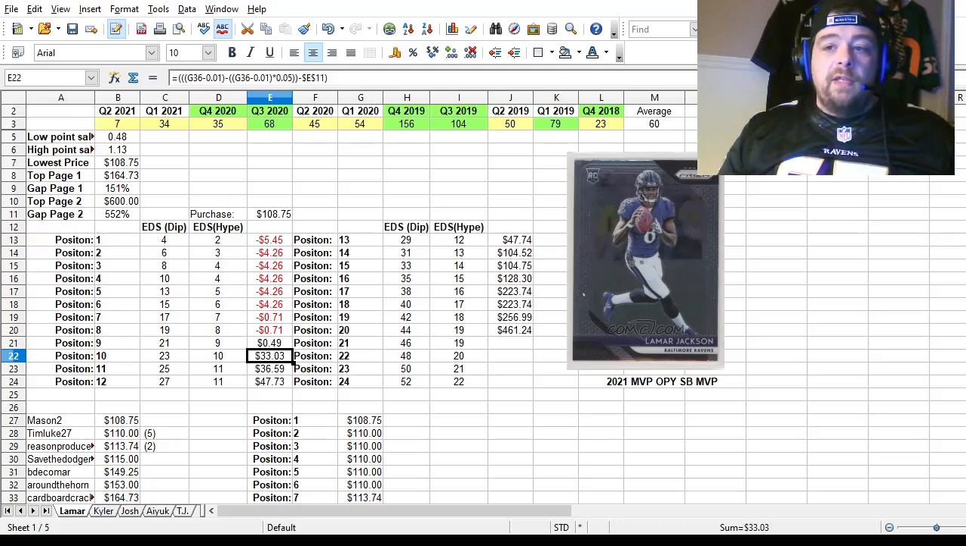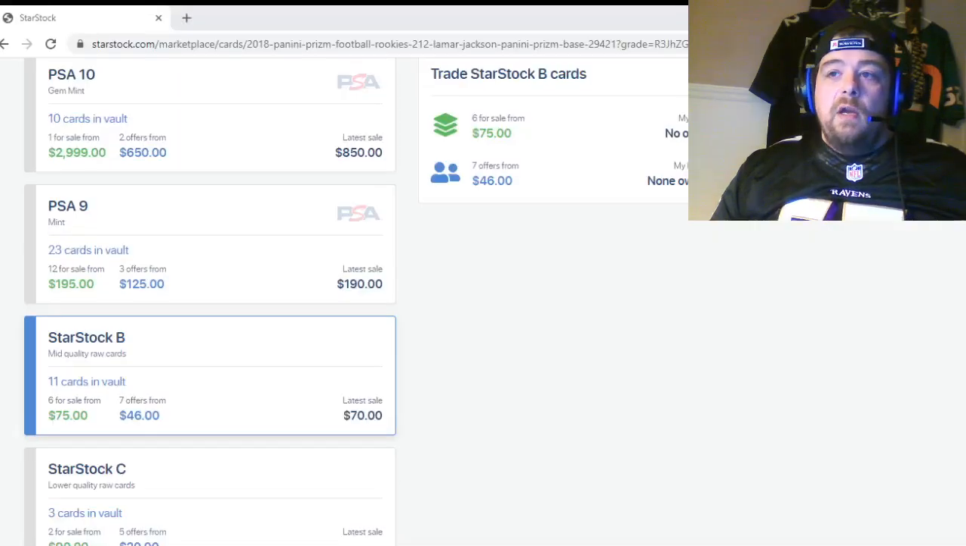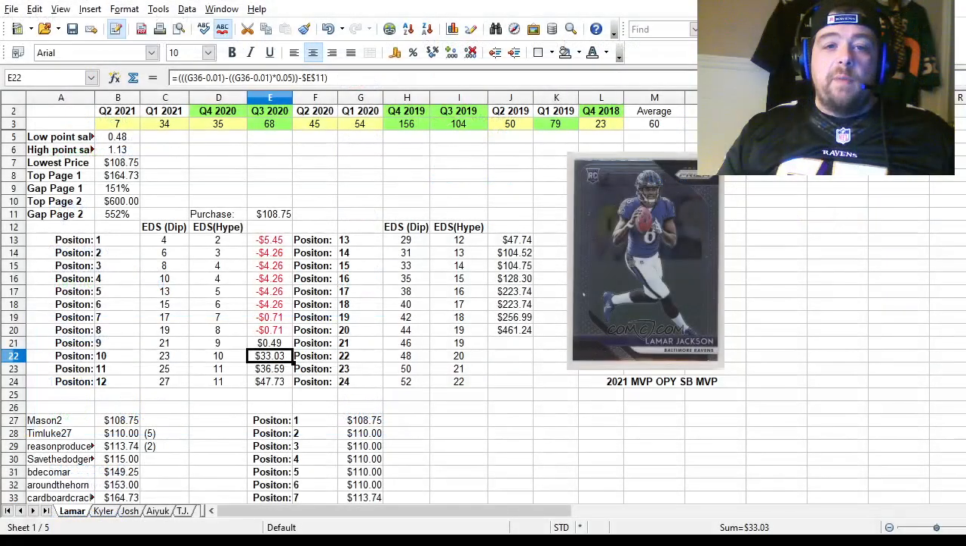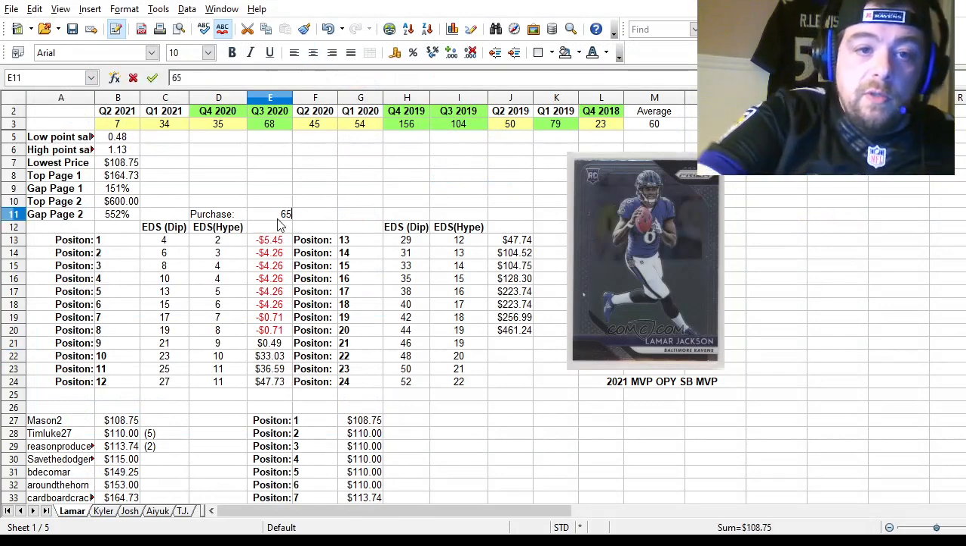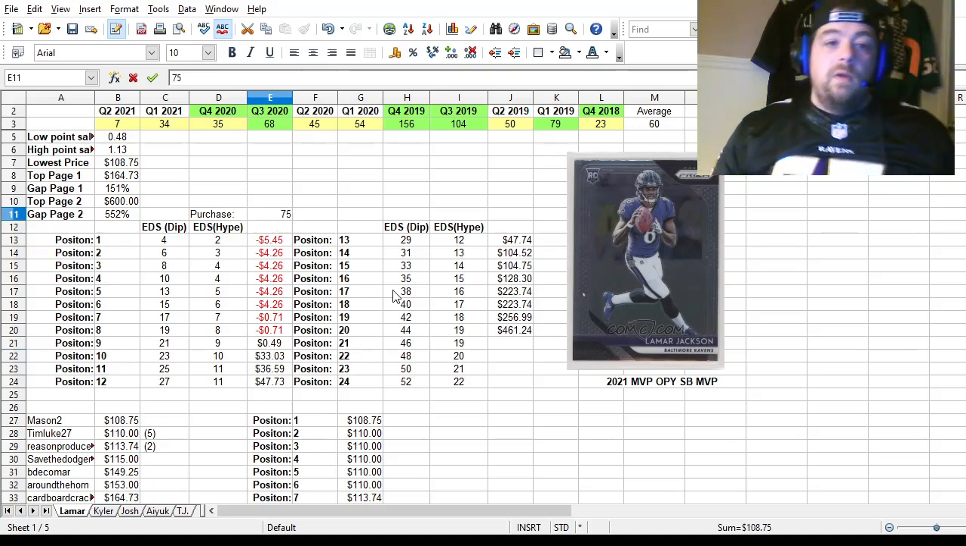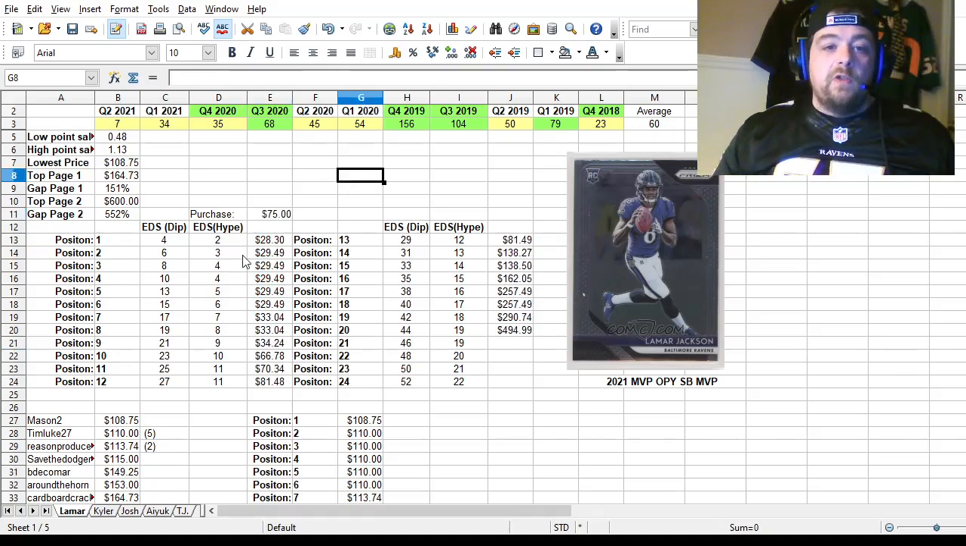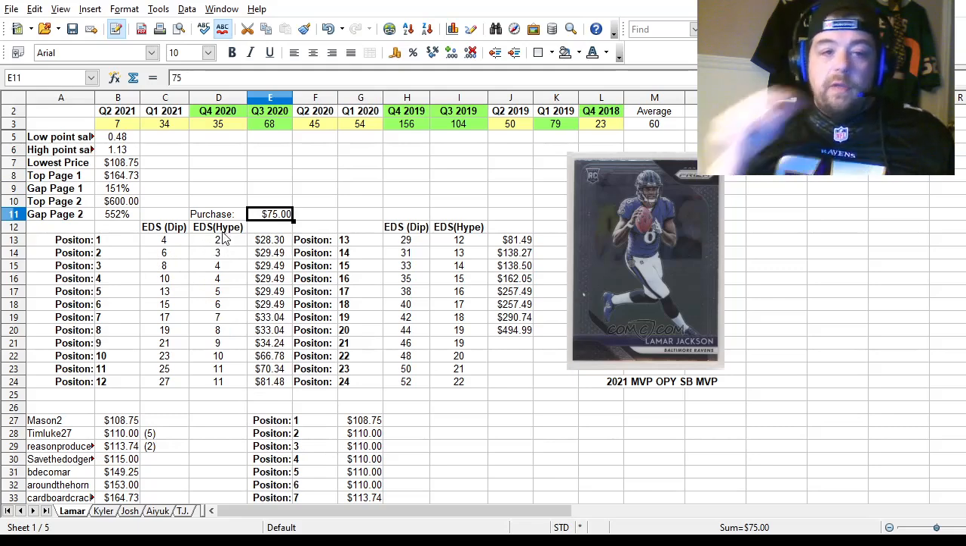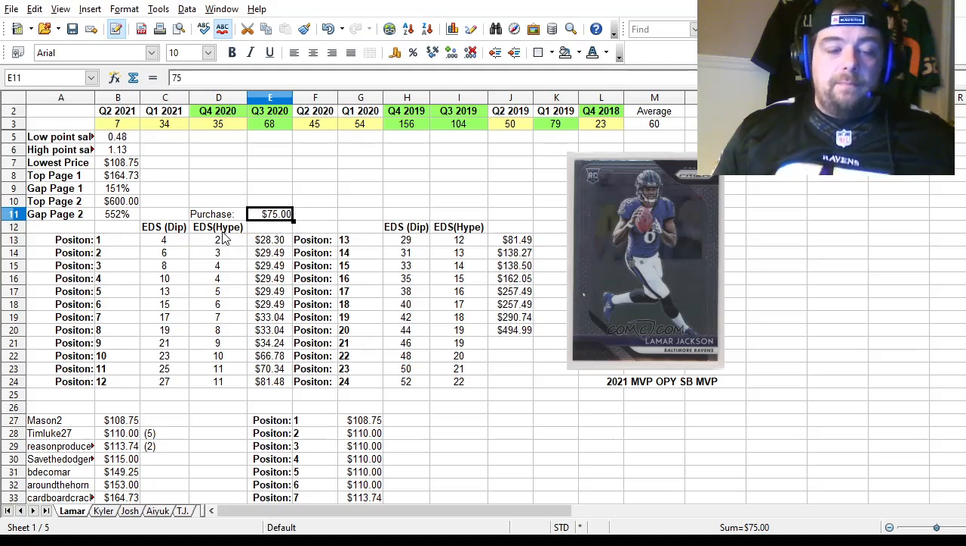So in some cases, we could hop over to, say, Star Stock and say, okay, Lamar Jackson, I can get one for $75. If I come back over to the Excel and I pump in $75, boom, now it tells me, okay, if I bought that card for $75, these are the profits I'm going to be looking at selling it at the different positions, and the estimated times during the dip or during the hype points and how long it's going to take to sell. Again, lots of tweaks, lots of stuff to work on, but this is the direction I'm going.